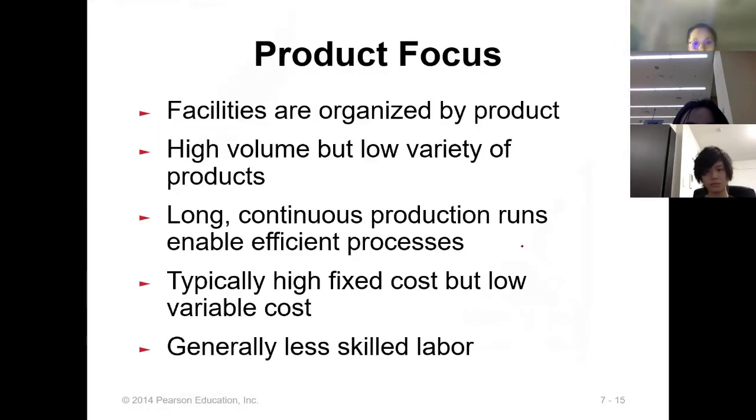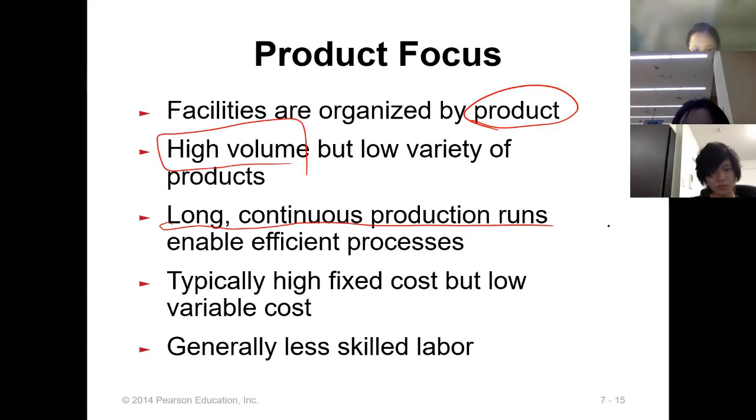And then your product focus. I think you need to see the video, then you can visualize what I'm trying to say. So product focus facilities are organized by product, and each product has a very high volume. You make thousands. For example, cooking oil, food products: low variety but high volume. They have a very long continuous production run because you need to stock up all the bottles, for example.